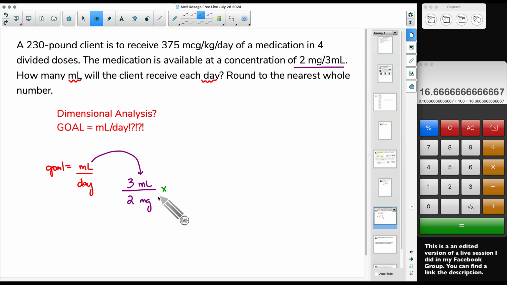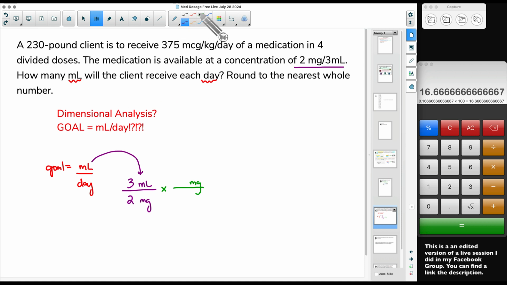We have to be patient because right now we have milligrams at the bottom and we need to get rid of it. So if milligrams is at the bottom, I'm going to put milligrams at the top. Now I'm going to look back at my problem. Now, y'all, we don't want to repeat information. We will not use that anymore whatsoever, what I'm crossing out right there. That's done. So we need to look back at our problem and say, okay, I don't see milligrams there. I don't see milligrams there. 4 divided doses. I don't see that either.